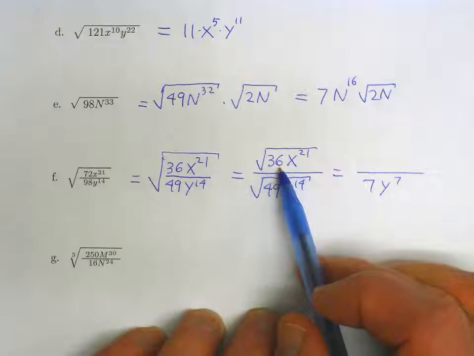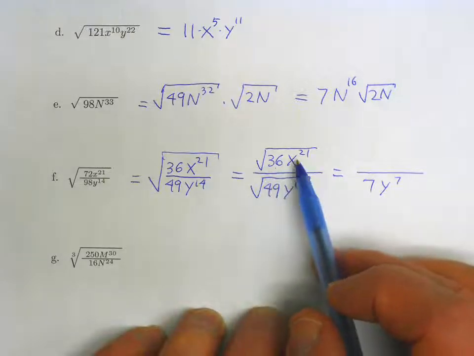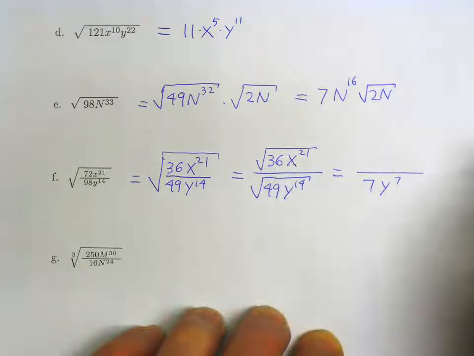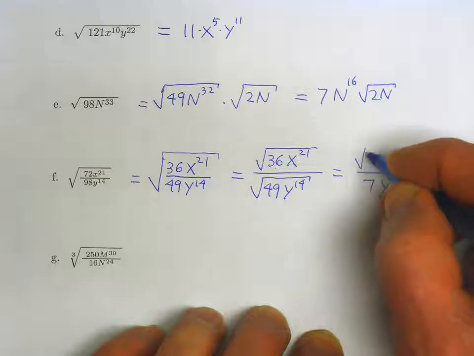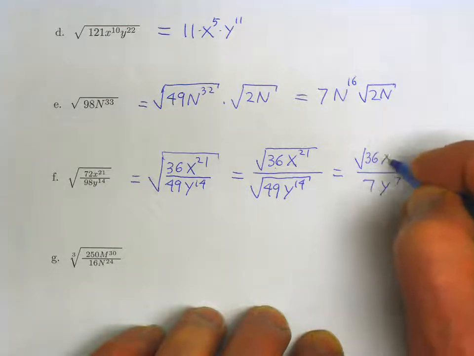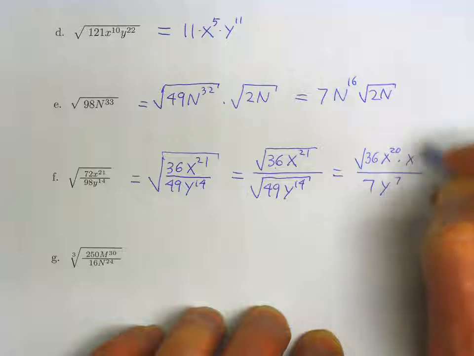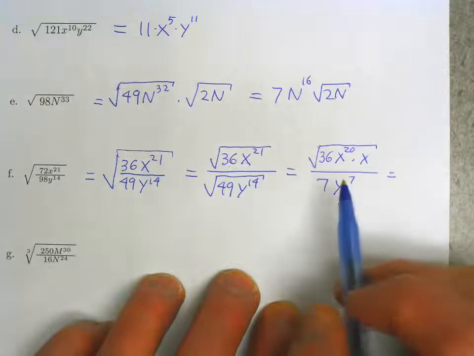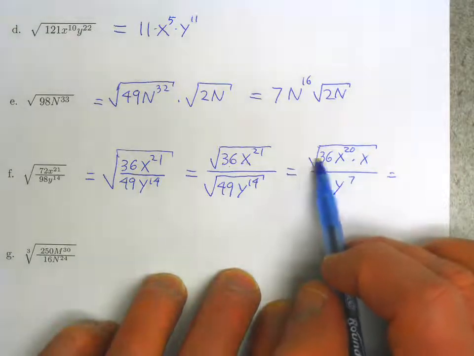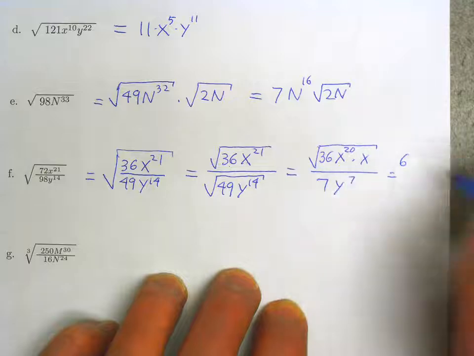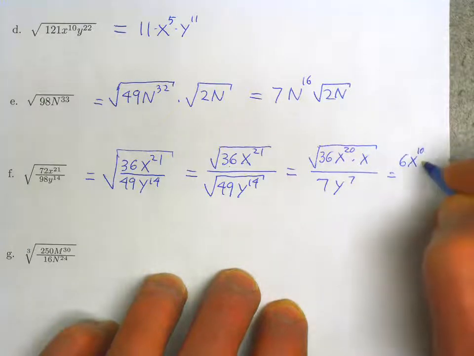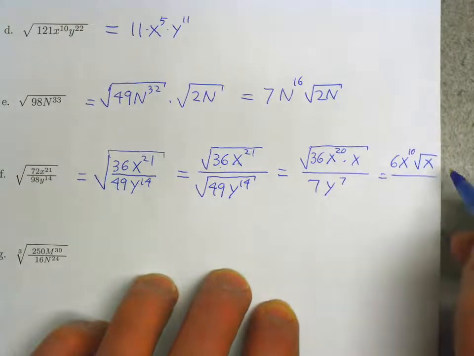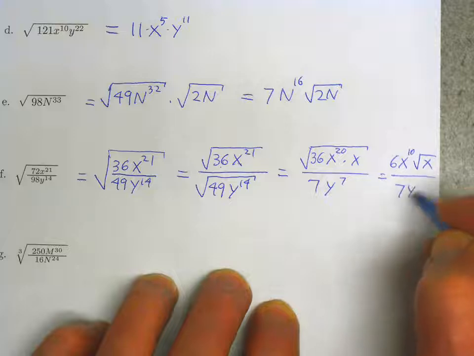And the largest factor, well, 36 is a perfect square, and the largest factor of x to the 21st that's a perfect square is x to the 20th. So we'll write it as the square root of 36x to the 20th times x. And then finally we can simplify completely. The square root of 36 is 6. The square root of x to the 20th is x to the 10th multiplied by the square root of x in the numerator. And in the denominator, we already have just 7y to the 7th.